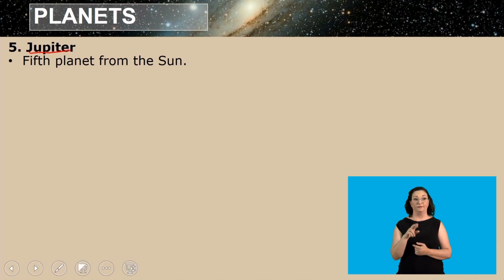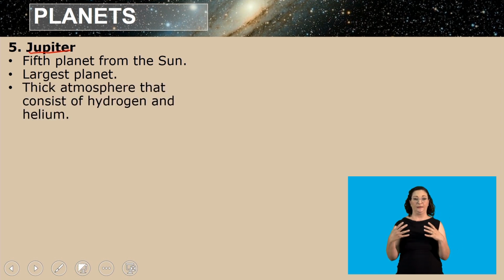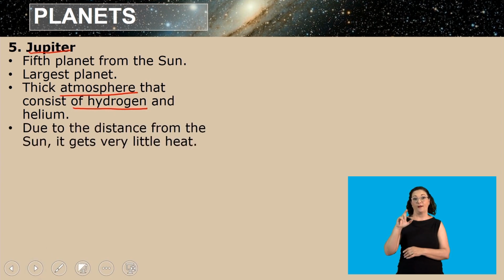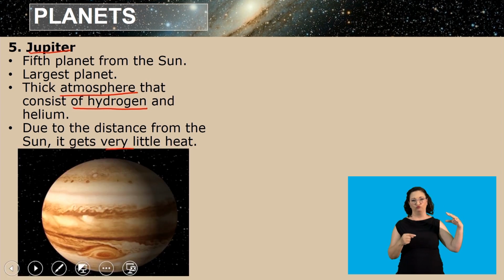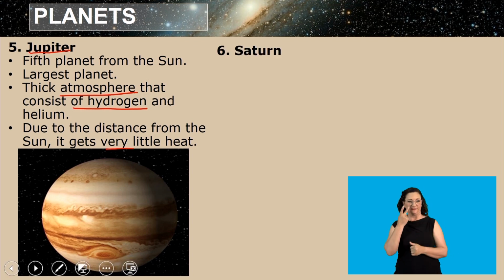But remember that Jupiter is the fifth planet from the sun, and it is the largest planet that we have in our solar system. It has a thick atmosphere that consists of hydrogen as well as helium. And due to the distance from the sun, it gets very little heat. And because of that, you know that it is cold on Jupiter. And that is how Jupiter looks from our picture there.